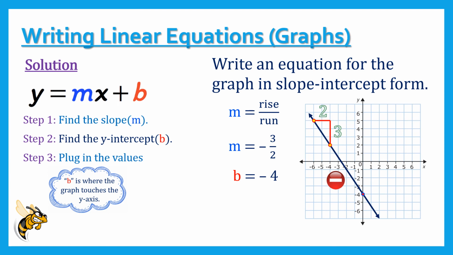Then, because we know the m, which is the slope, and we also know the y-intercept, we can plug the values into y equals mx plus b, replacing the m and the b only. So y is equal to negative 3 over 2x minus 4. And that was your answer.